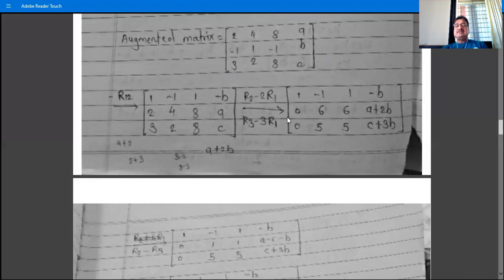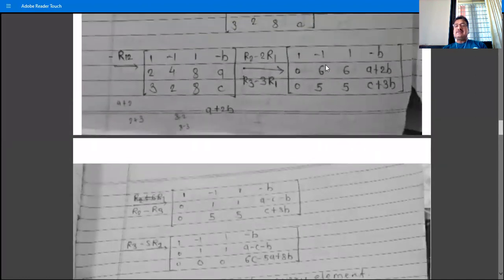So first row as it is, the second row is 0, and then we have minus plus 2 plus 4 is 6, then minus 2 plus 8, 6. And in this way, A plus 2B. Then we have 0, 5, 5 and C plus 3B after R3 minus 3 R1. Then we have to reduce this 6 to 1. So the operation is R2 minus R3.